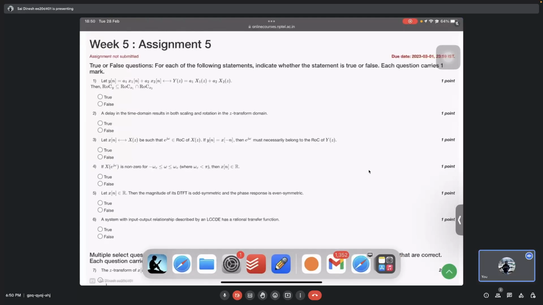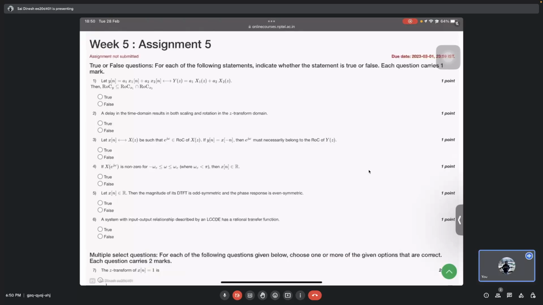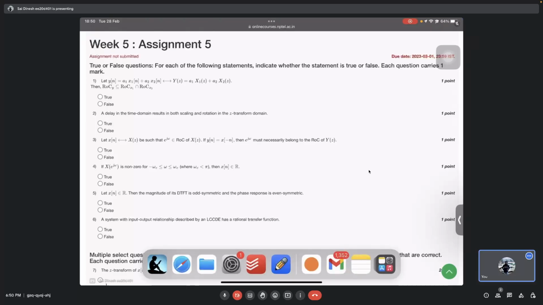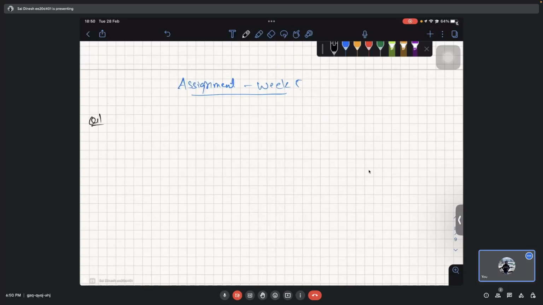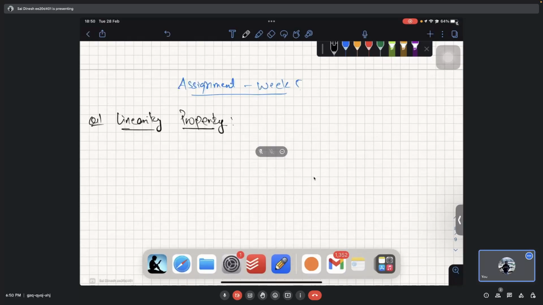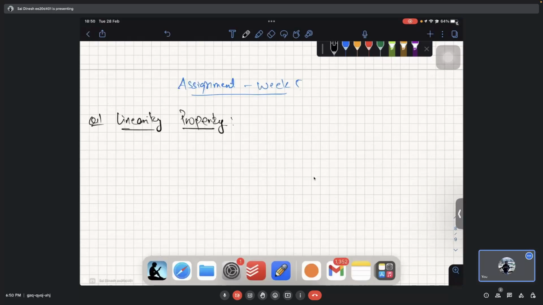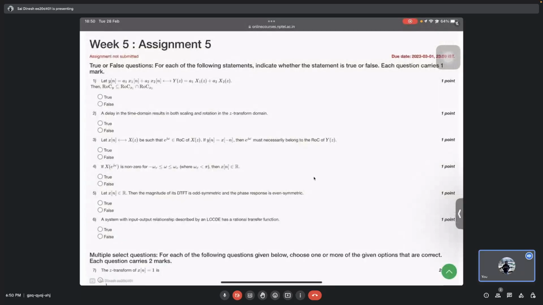Now y of n is equal to a1 x1 of n plus a2 x2 of n, and this is the linearity property that we have. Question 1 is about the linearity property, and I have actually talked about ROC earlier. It should be the intersection of the two, x1 and x2. So now there is a delay in time domain resulting in both scaling and rotation in the Z transform. Again, this is one of the properties that I've just talked about.